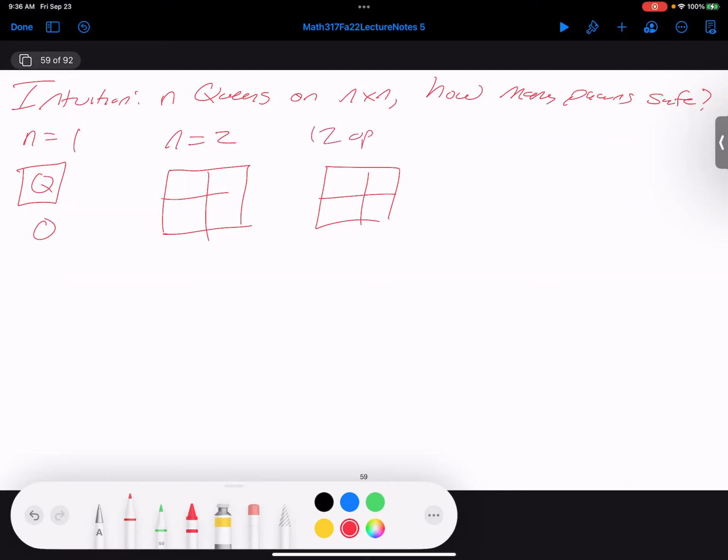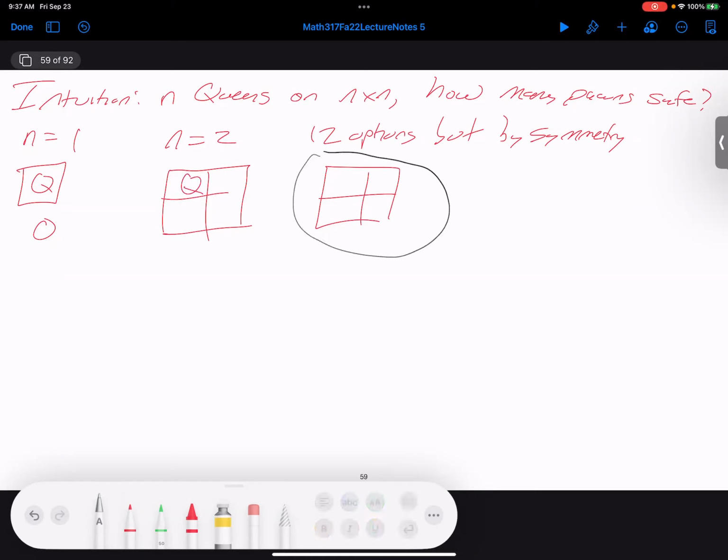So 12 options, but by symmetry, how many? 2. So there's really, how many ways are there to put the first queen down? There's really only one way. I have to put the first queen here. That's the only possibility. Oops. One thing.